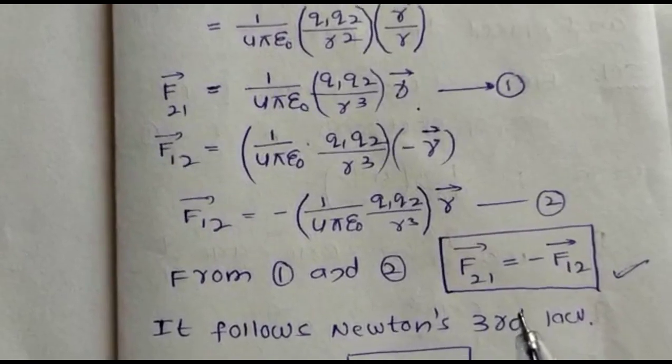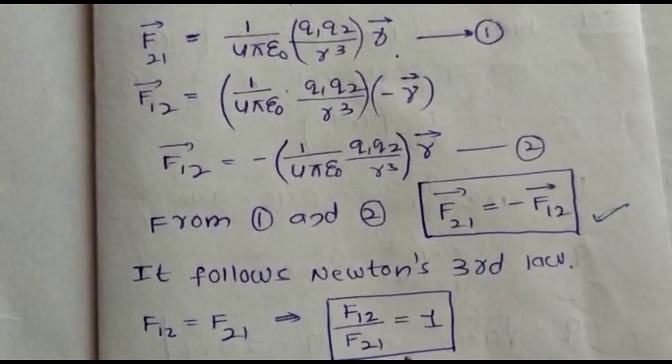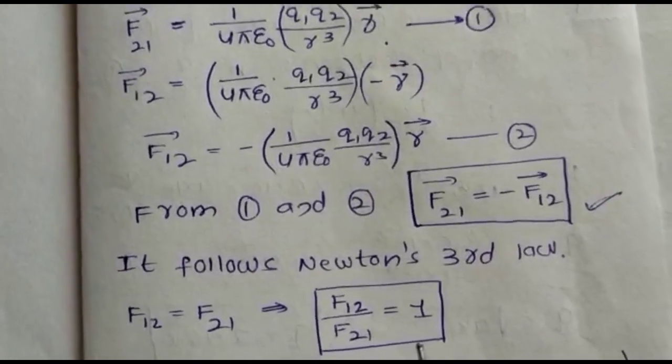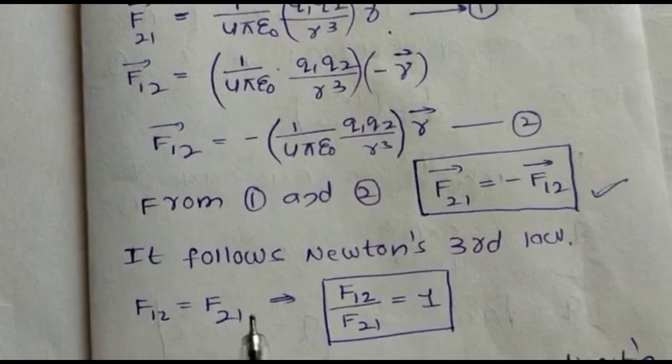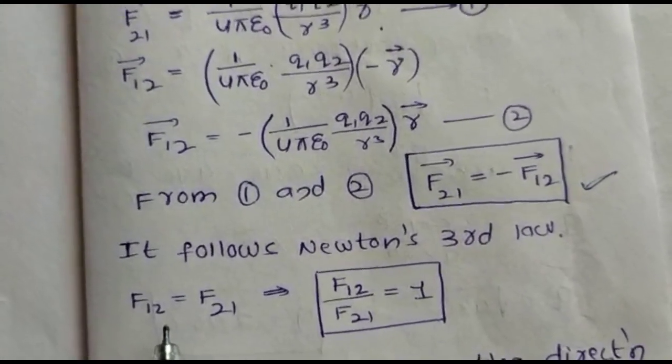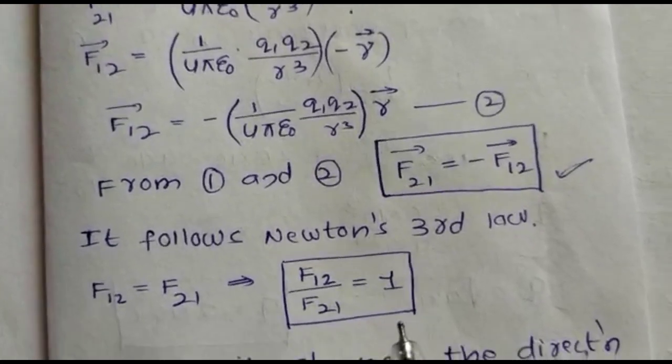Therefore, we can confirm that Coulomb's law of electric force between any two charges always follows Newton's third law. As their magnitudes are equal, you can write F12 is equal to F21. These are the magnitudes, not the vector form. Therefore you can write F12 by F21 is equal to 1.